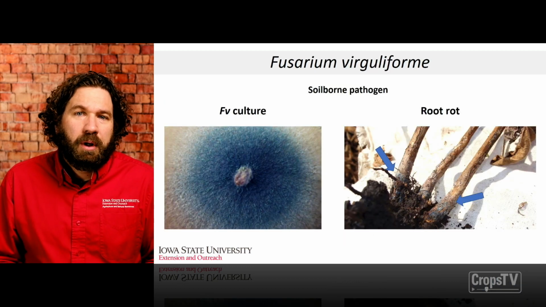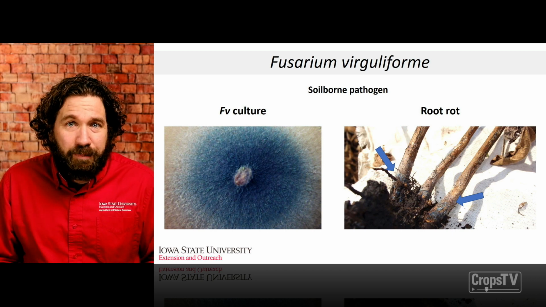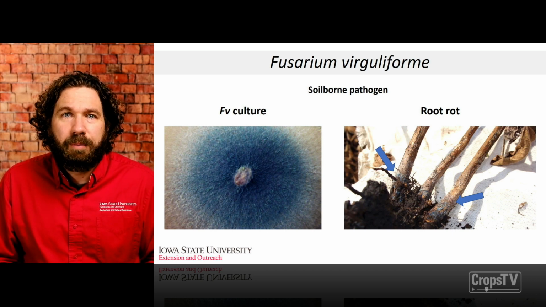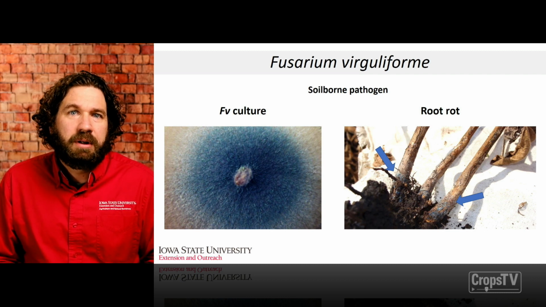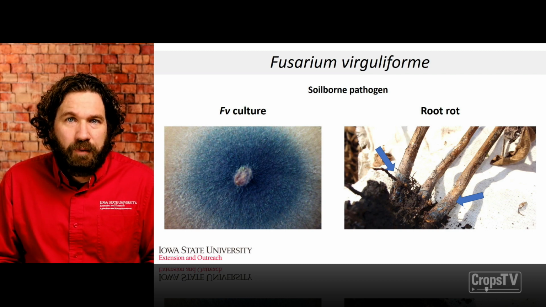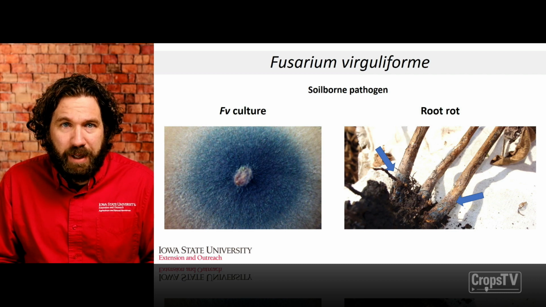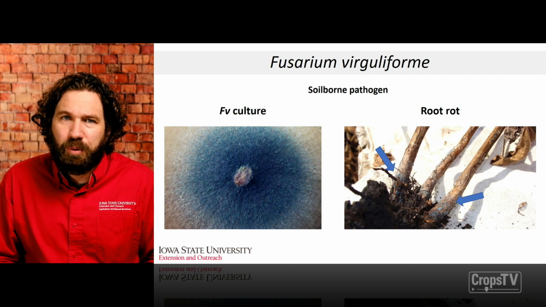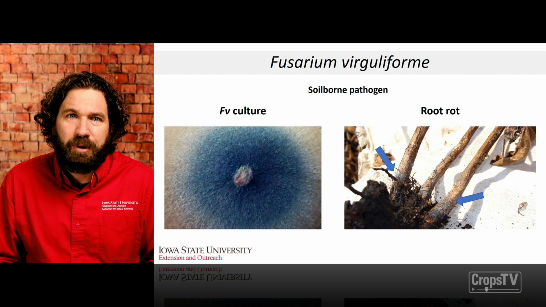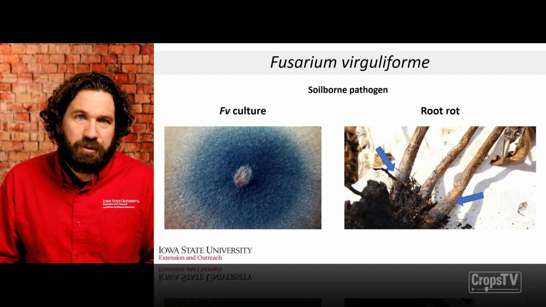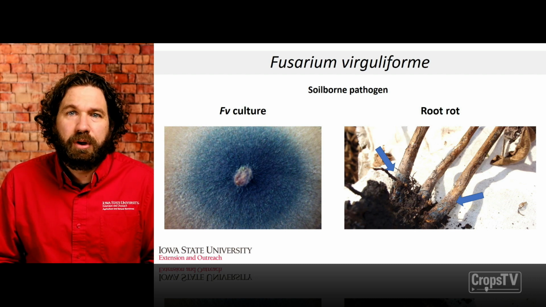All right, for those that haven't heard my talks before, and if you're new, I'm going to do a quick overview of sudden death syndrome just to make sure we're on the same page. It's caused by Fusarium virguliforme, which is a soil-borne pathogen, and it's a blue pigmented soil-borne pathogen. That doesn't really mean a lot for anybody that doesn't work on it in the lab. The picture on the left is what it looks like when we grow it in culture.